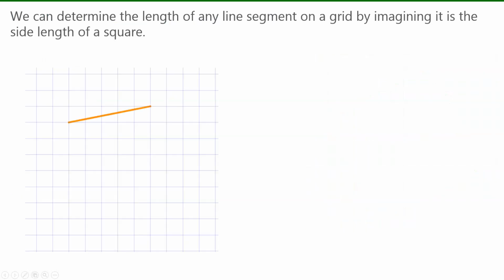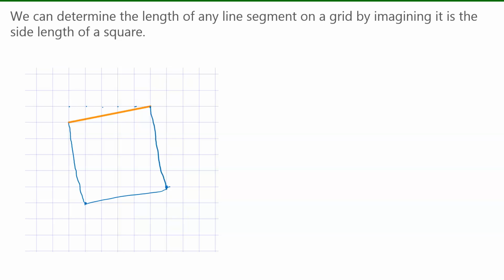We can also determine the length of any line segment on a grid by imagining it's the side length of a square. So here we have this side, and we can see that it's 1, 2, 3, 4, 5 blocks left and 1 down. So we'll continue in this way, and we'll go 1, 2, 3, 4, 5 blocks down and 1 right. 1, 2, 3, 4, 5 blocks right, 1 up. 1, 2, 3, 4, 5 blocks up and 1 left, and that would give us the square. So then when we connect these points, we create a square on the grid.